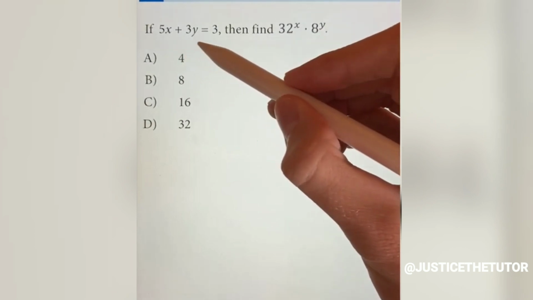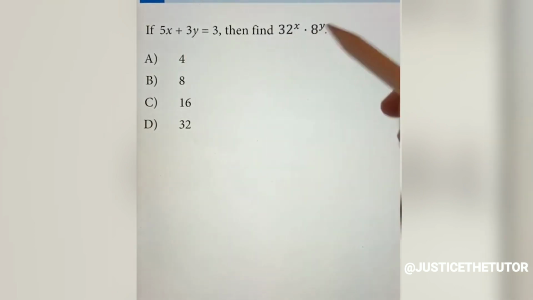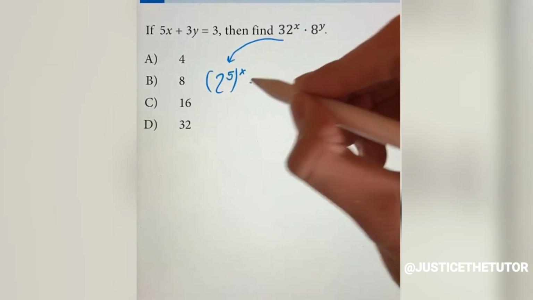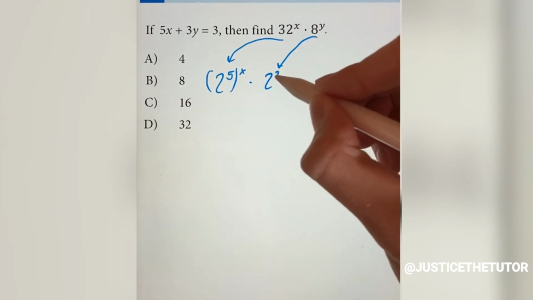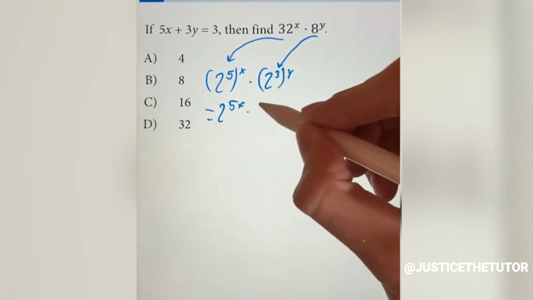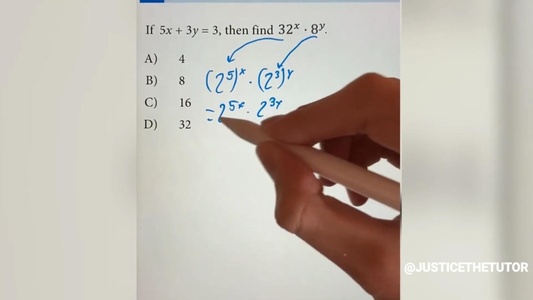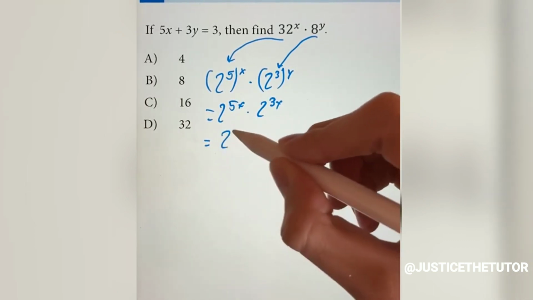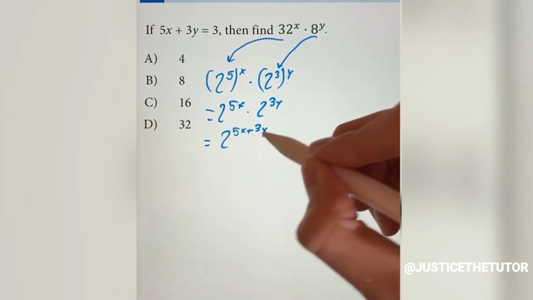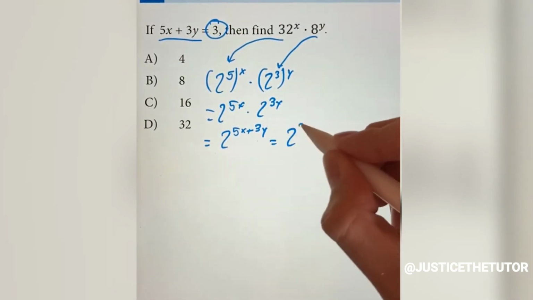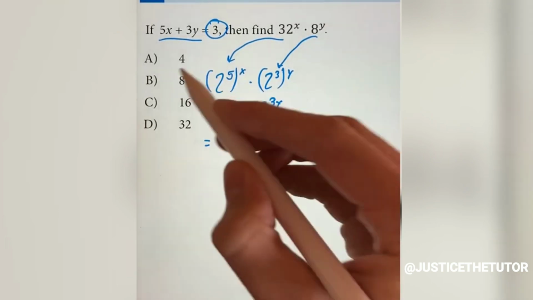Let's see if you could do the hardest problem on the SAT. If 5x plus 3y equals 3, then find 32 to the x times 8 to the y. So the first thing I'm going to do is rewrite 32 as 2 to the power of 5. And I'm going to rewrite 8 as 2 to the power of 3. So this is just 2 to the 5x, and this is 2 to the 3y. And anytime you have two exponents with the same base being multiplied together, you can just add their two exponents. So this is just equal to 2 to the 5x plus 3y. And it gives us what 5x plus 3y is. They say it's equal to 3. So this is just 2 to the power of 3, which is just 8.